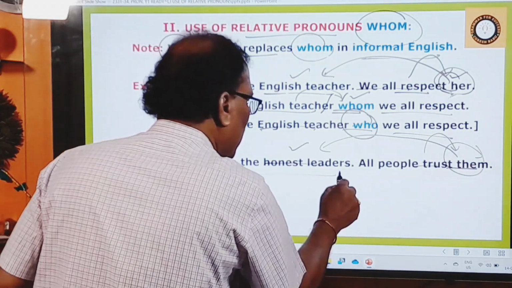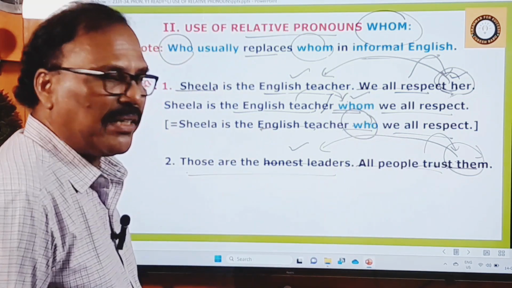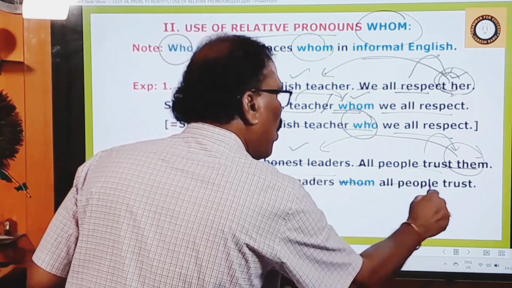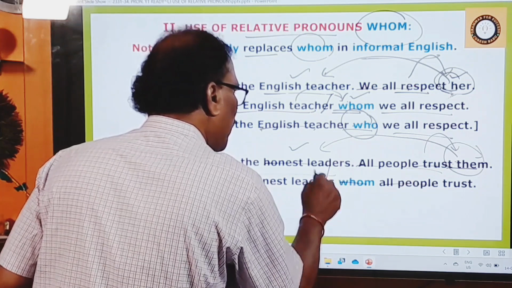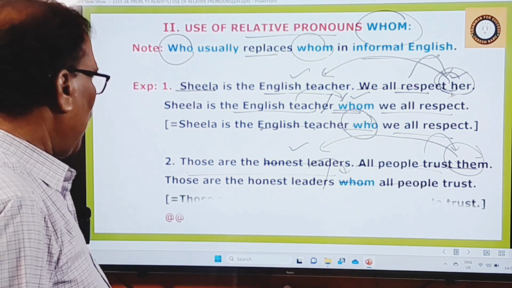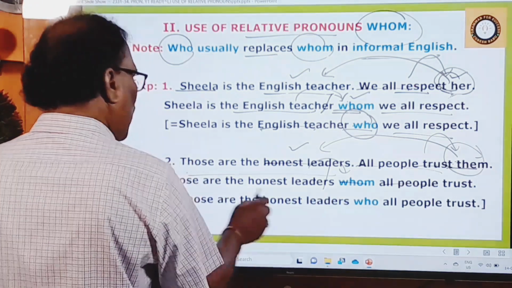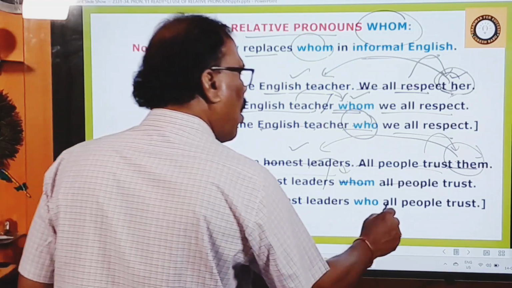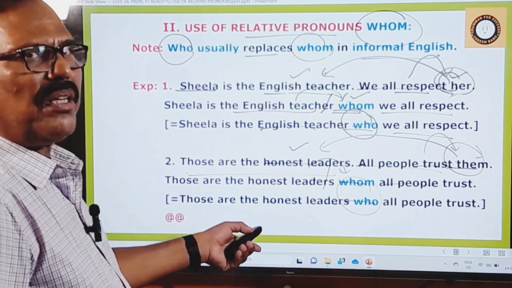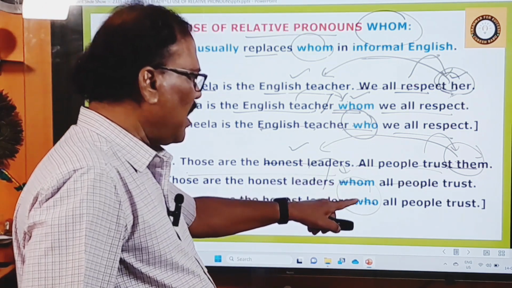So you write this sentence, and instead of this them, you use whom, and then write the remaining sentence. Let us see the same one. They are the honest leaders whom all people trust. Immediately after this, you are using whom all people trust. In informal English, those are the honest leaders who all people trust. Who all people trust is also acceptable in informal English. One is formal language, the other informal.